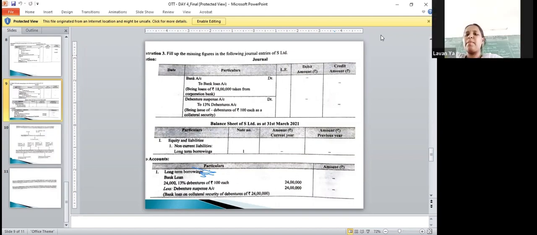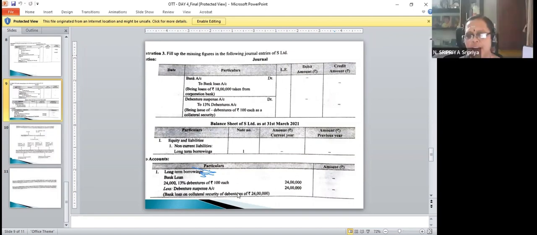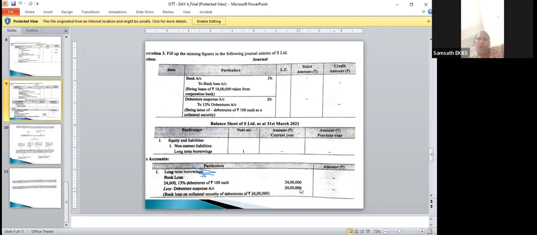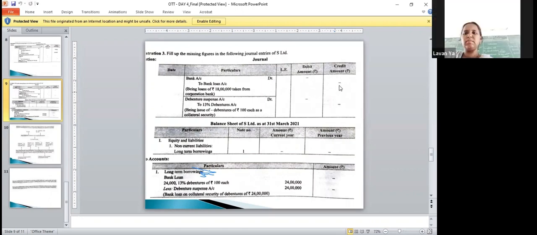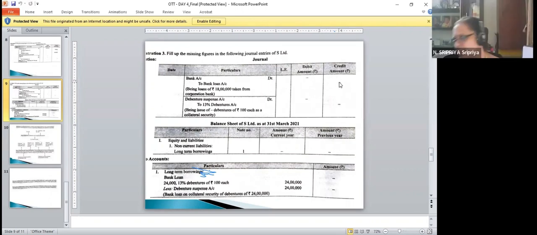Ma'am, 18 lakhs, ma'am. 24 lakhs. It's given very clearly here. Debenture suspense account 24 lakh it is given. Yes, so that note is a collateral security. That is what this entry will be for. Debenture suspense to 13% debentures will be 24 lakhs. The company is offering more debentures for the loan that has been taken. So you have bank to bank loan 18 lakhs, debenture suspense to debentures will be 24 lakhs.